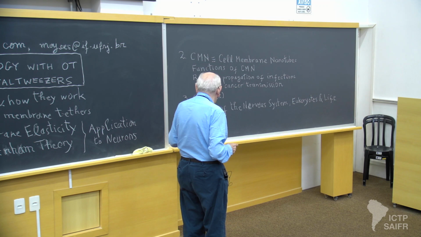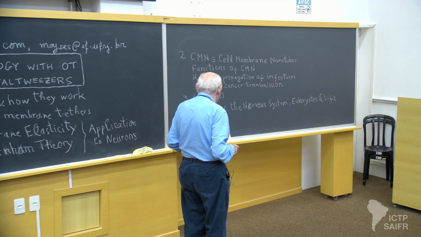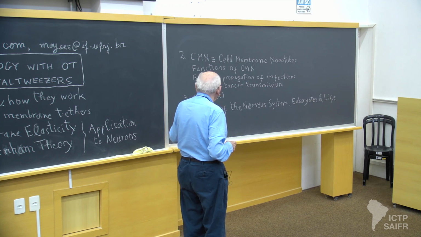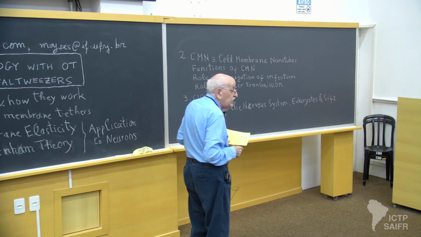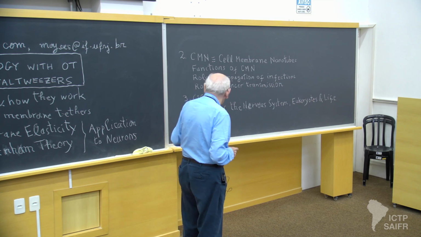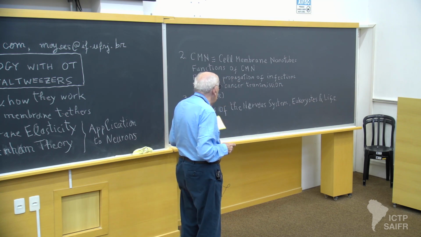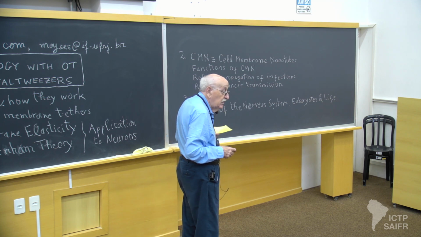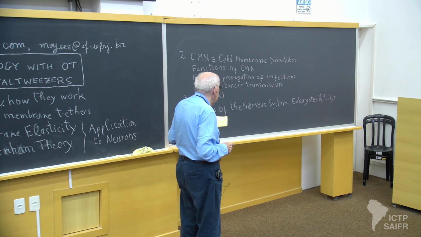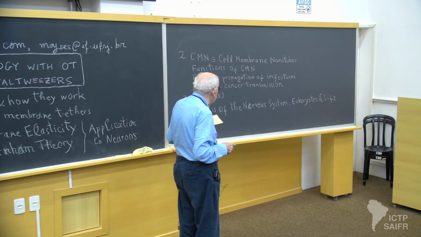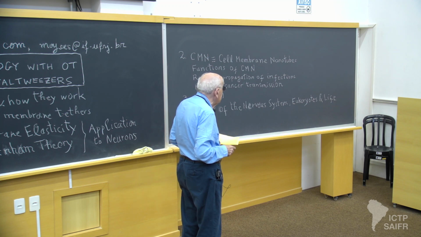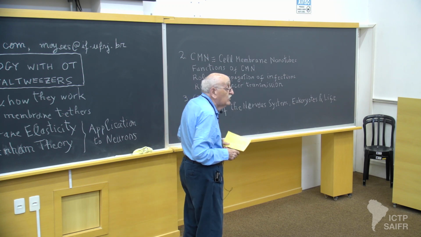I'll discuss what they are, and then what their functions are. We'll see that they have a very important role in the propagation of infections, as well as in cancer transmission. The last lecture will be a seminar. It's based on a paper I just submitted, and the title is Origins of the Nervous System of Eukaryotes and of Life.